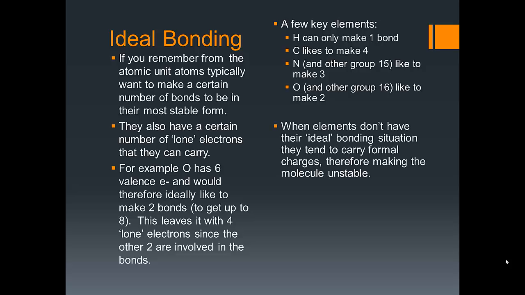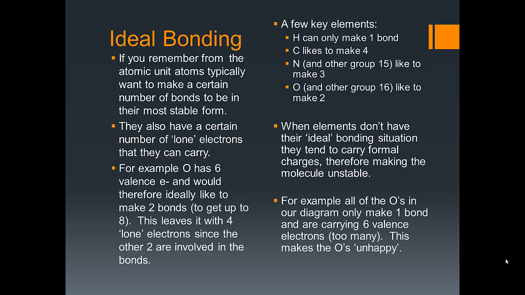When elements don't have their ideal bonding situation, they tend to carry formal charges, therefore making the molecule unstable. So if you think back to the diagram we just looked at, all the oxygens in there only make 1 bond. They don't want to make 1 bond, they want to make 2. And they're all carrying 6 valence electrons. They should really only be carrying 4 because they should be making 2 bonds. This makes the oxygens what we would call unhappy.